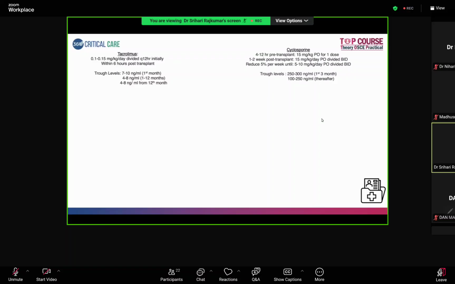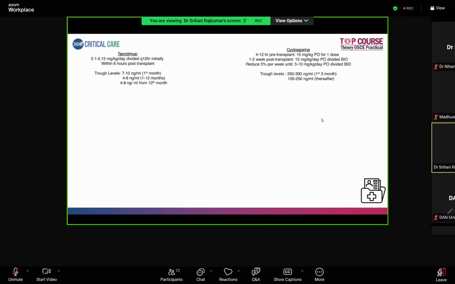4 to 12 hours pre-transplant, you need to give 15 milligrams per kg as one dose. Then for 1 to 2 weeks, you give it BD in divided doses. That same 15 milligram per kg per day is given in divided doses. And then you reduce it by 5% per week till you get it to 5 milligram per kg per day in divided doses.